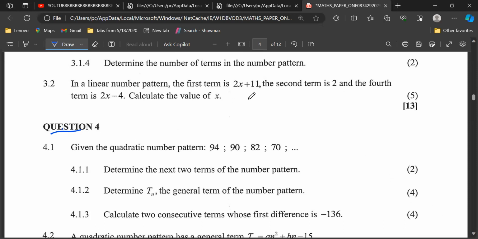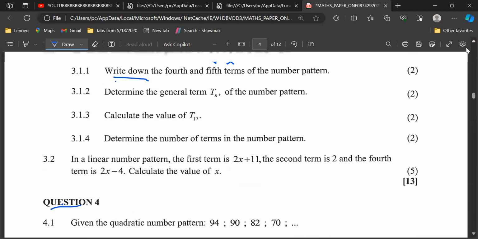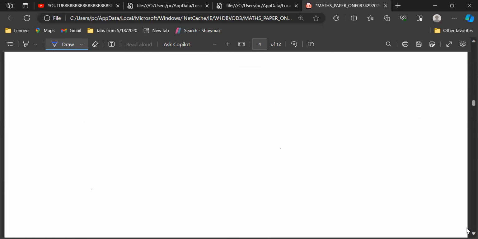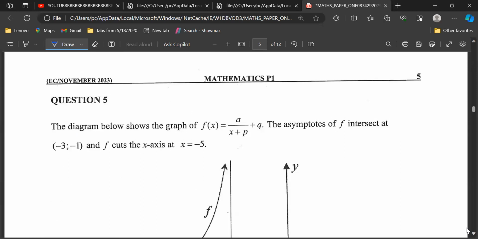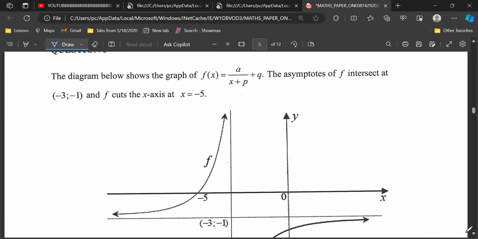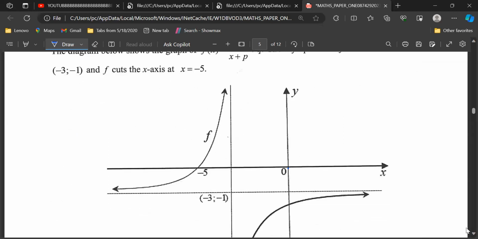Although there's a possibility that we might not be able to do all the questions, the majority, like write down the fourth term, the fifth term, we can do that. Determine the general term of the pattern, we can do that. Determine term number 17, that one can be done. Now we can then try to go to our, I will say, our champion, functions.